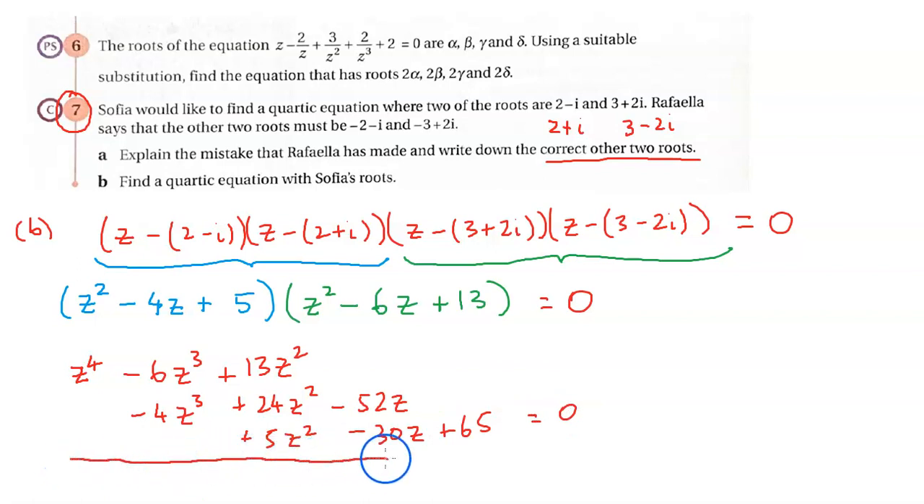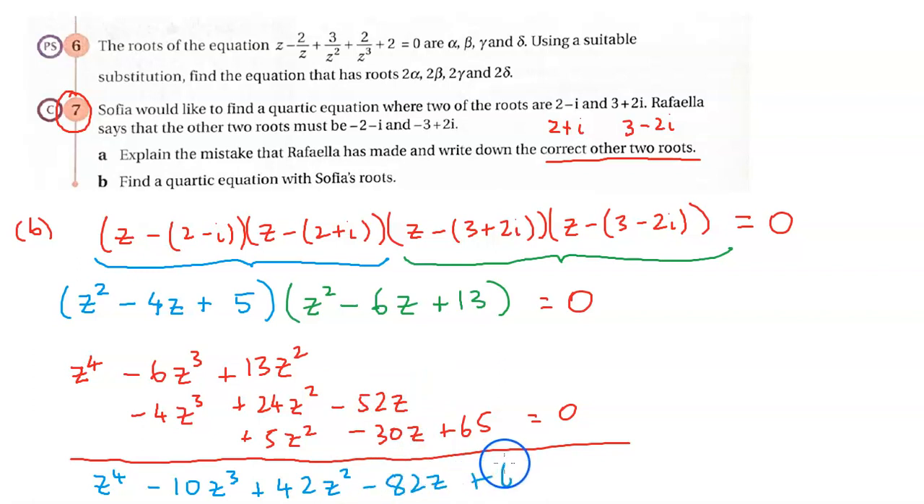And now all we got to do is just add it up. And we get z to the power of 4 minus 10z cubed, and then 24z squared plus 5z squared plus 13z squared, so 42z squared, minus 82z, plus 65, and that should equal 0. So that's our quartic equation down there, and it should have the roots 2 plus i, 2 minus i, 3 plus 2i, and 3 minus 2i.